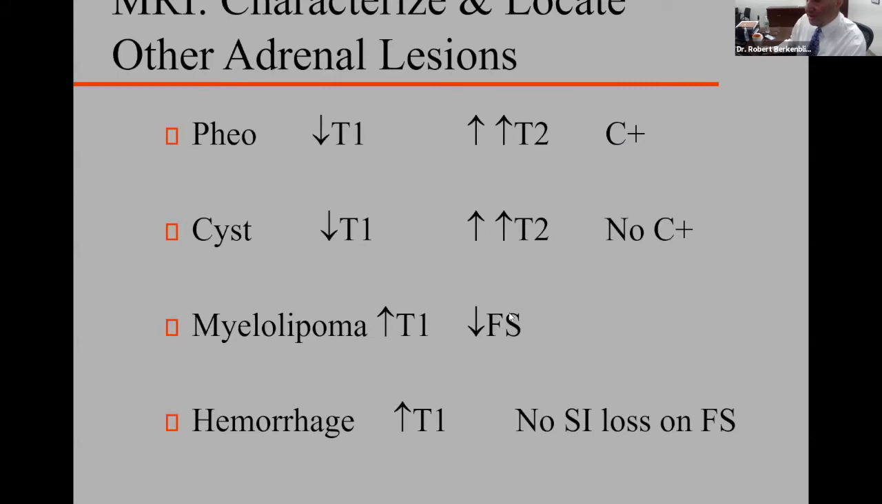What about other adrenal lesions? You can see how pheochromocytomas and cysts show low signal on T1, and typically both are bright on T2. Pheos, however, will enhance, while cysts will not enhance. Myelolipomas and hemorrhage typically have high signal intensity on T1, depending on the amount of fat being present. And if there's enough macroscopic fat present, you'll have signal loss on fat suppressed techniques, while hemorrhage will not show signal loss.